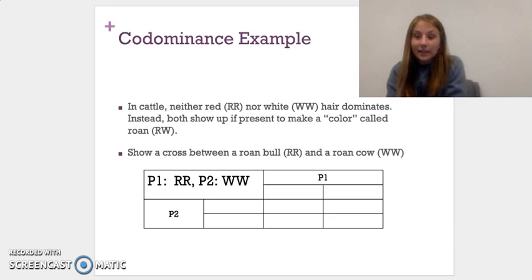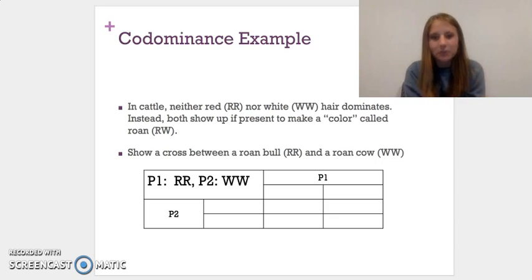All right, so in cattle or cow, neither red nor white hair dominates. So instead, both show up to make a color which we call roan. Show a cross between a roan bull and a roan cow. And so the roan bull is going to be your parent 1, and that roan cow is going to be your parent 2. Let's go ahead and set up the cross, and then we'll check back in and see what the results are.